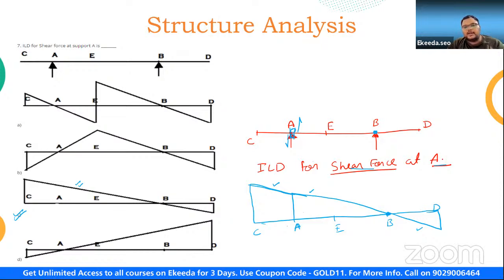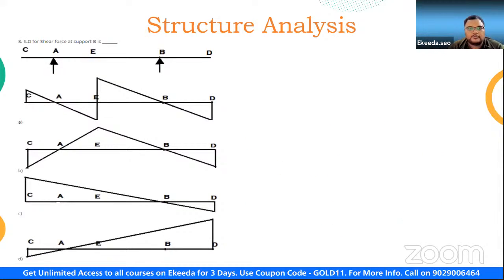I hope I am clear to all of you guys. Okay, so let us see the next question. Does anybody have any doubts here? Please ask, or you can post it in the chat box also. Now, see, based on a similar concept, you have to determine the ILD for shear force at support B. Now, at this support B, I am going to apply the roller. So you have to determine what is going to be the ILD, the ILD for shear force at support B.